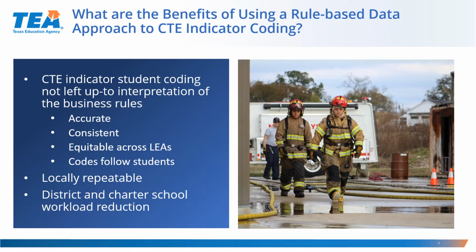Auto-calculating the CTE indicator solves these problems. Because we are using existing certified course completion data and apply the same business rules to all students, differences in interpretation are removed. The data are accurate, consistent both within districts and from year to year and across districts. And the codes follow students as they move from one district to another in the state of Texas.